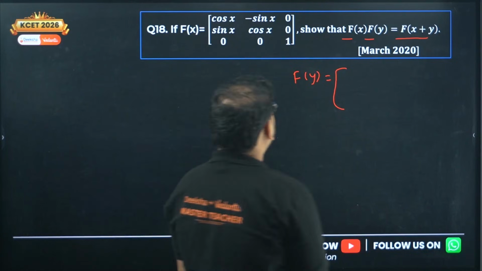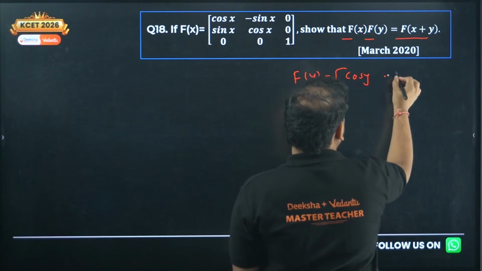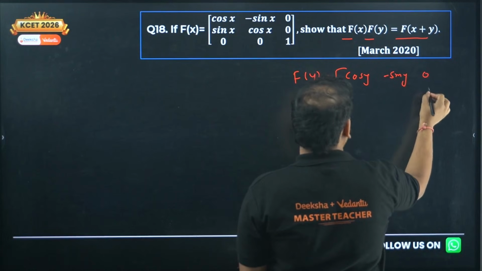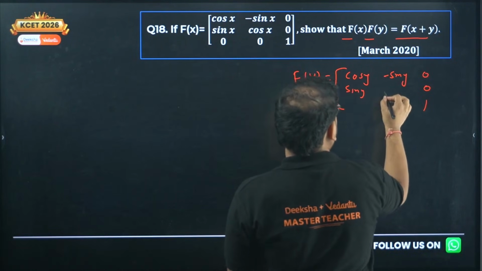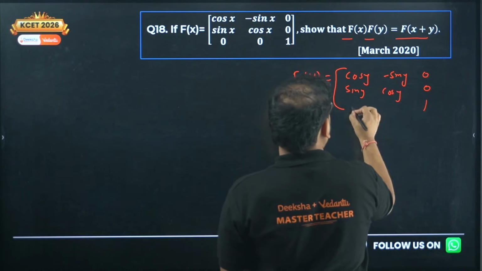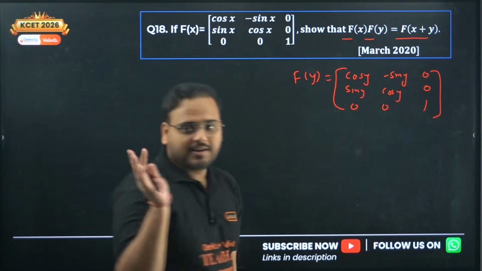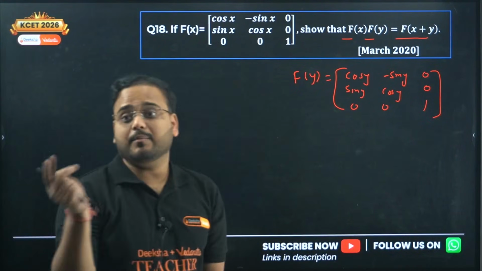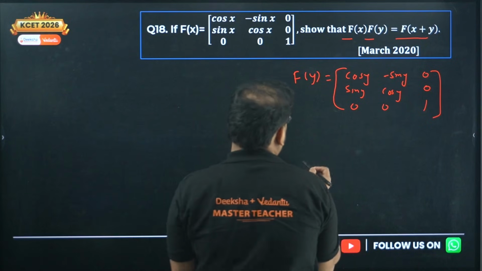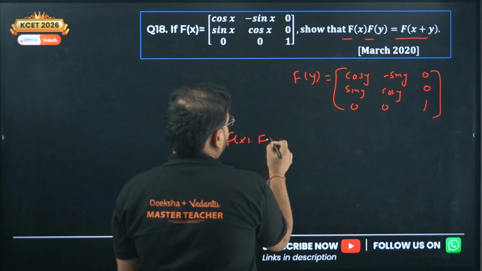When you do that, what do you get? Check here. It'll be cos y, minus sin y, 0. Again we have here sin y, cos y, 0, and we have 0, 0, 1. So f of y we have now. We want to multiply it now. Okay, f of x into f of y. Let's do it.